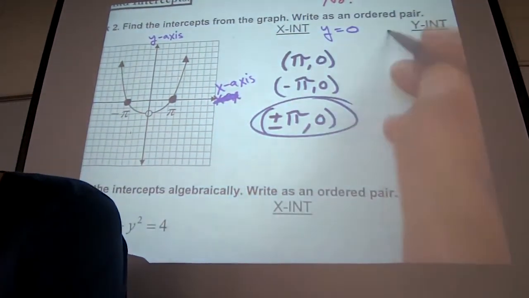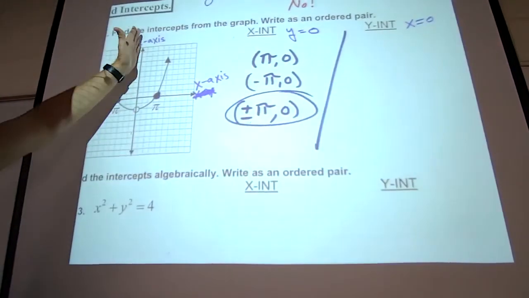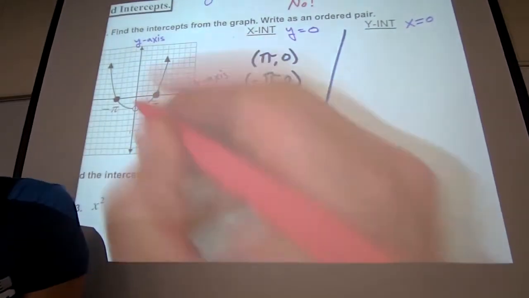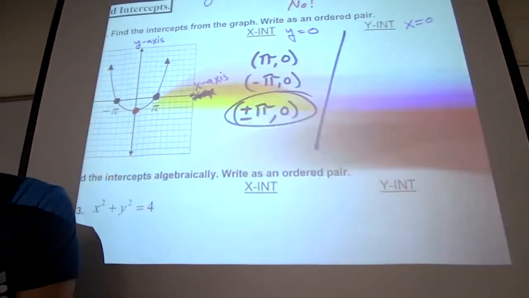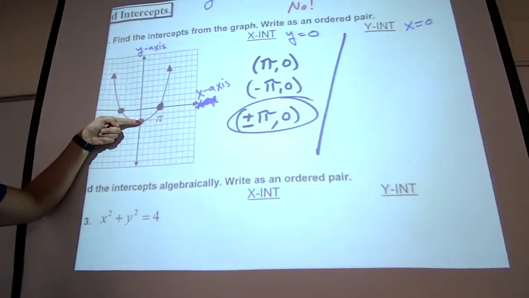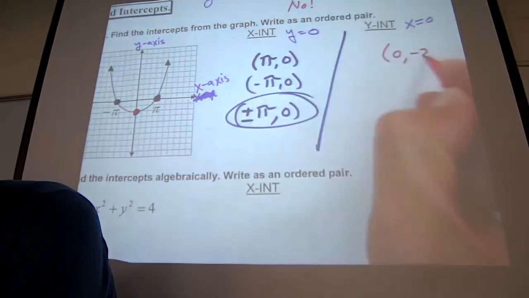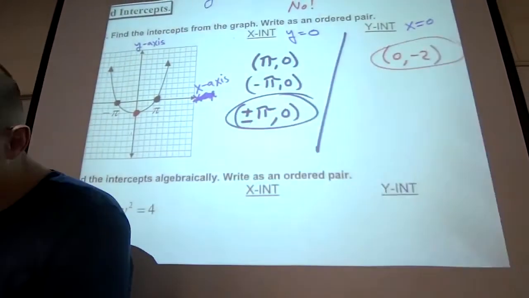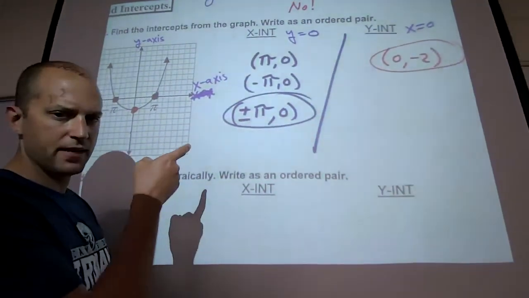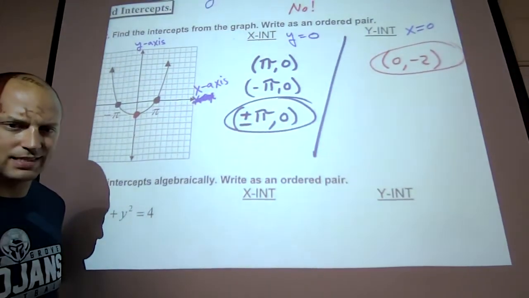Okay. Next one, I've got the y-intercept, where it crosses the y-axis. I'm going to do this one in red. That's this guy right there. So I count down 1, 2. So my point there is 0, negative 2. And that's it. So we should be able to look at a graph and identify where it crosses or touches the x and y axes.